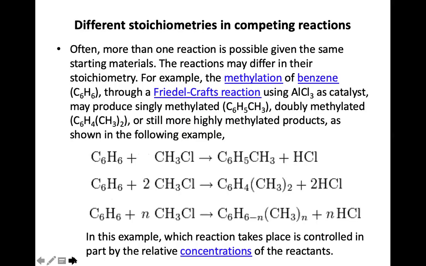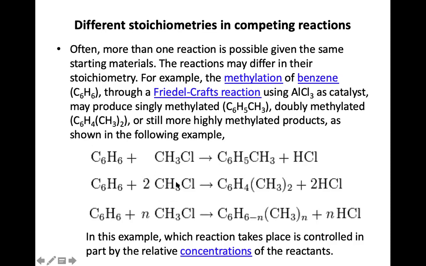Different stoichiometries in competing reactions. Sometimes if different reactants are present, the ratio of different reactants varies the product. Often more than one reaction is possible given the same starting material. For example, you are using benzene. You possibly remember the Friedel-Crafts reaction. Benzene and methyl chloride, when you react, then toluene and hydrochloric acid can be produced, that means monomethyl benzene can be produced.